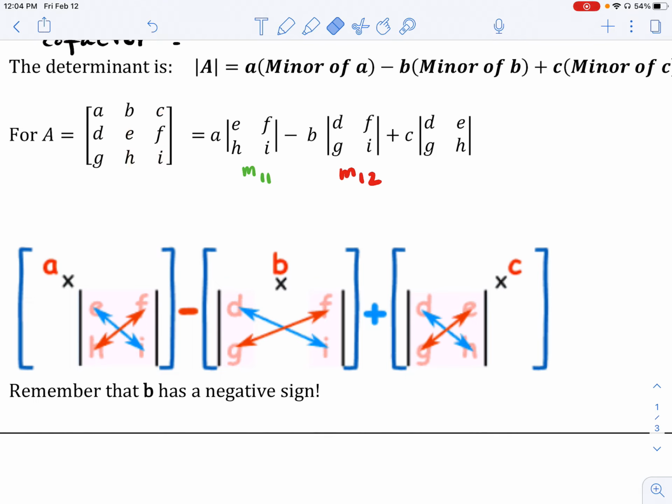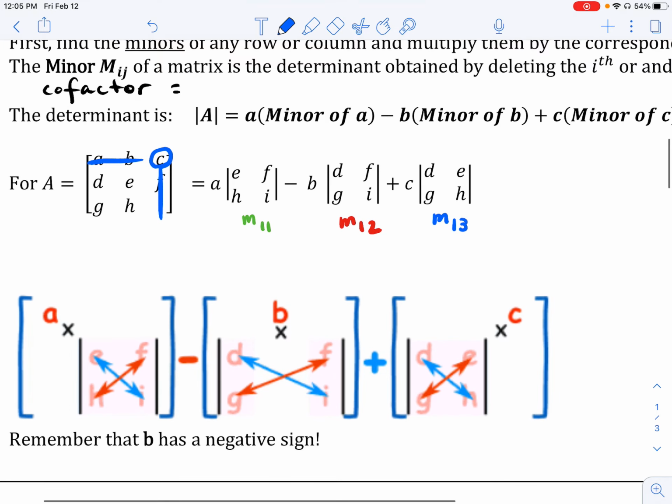Now, for the final one, let me just do a different color for this as well. If I then move on to the final entry in that row, so entry C, or entry 1, 3, I'm going to cross out its row. I'm going to cross out its column. What's left over? D, E, G, H. So the determinant of this matrix would be m sub 1, 3, the minor of C. And a cofactor is simply these determinants, or these minors, I should say, with the corresponding sign that is associated with it.